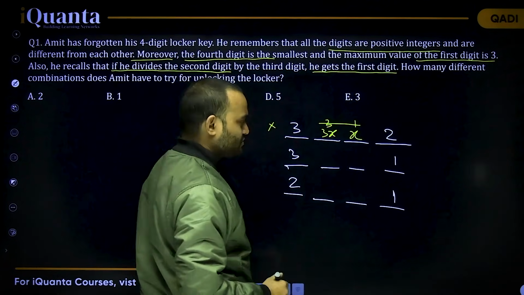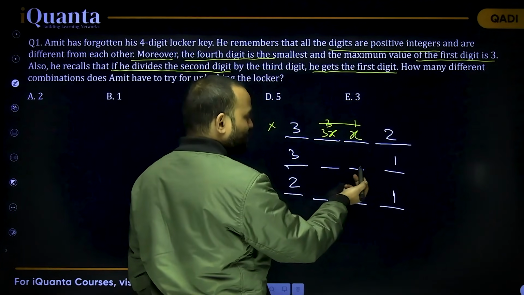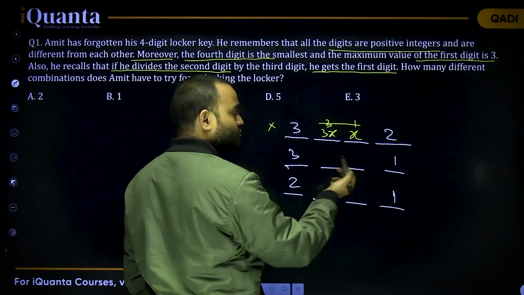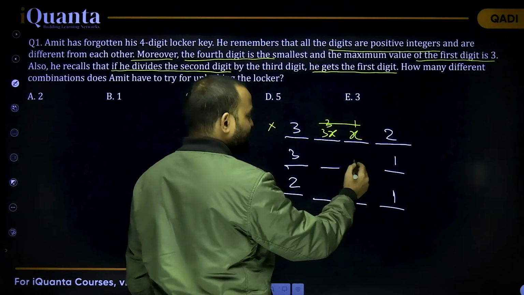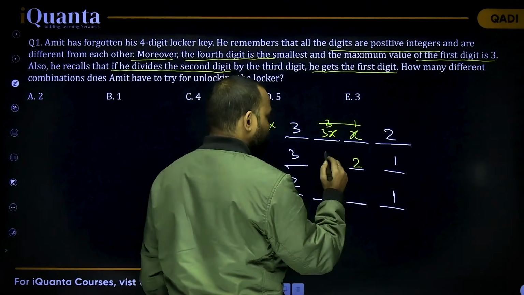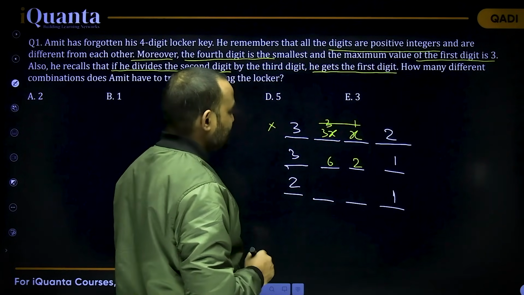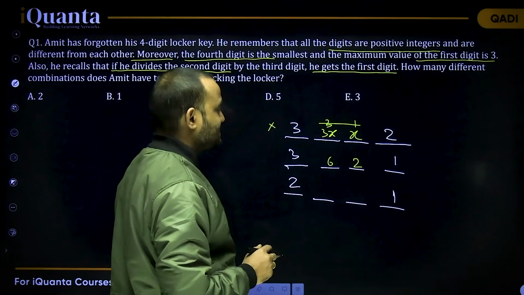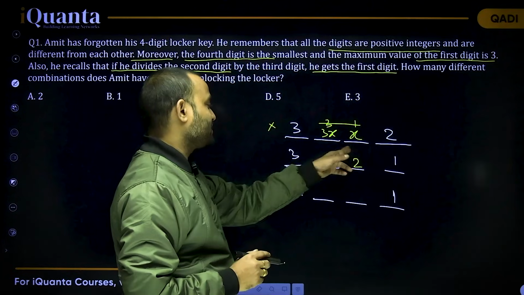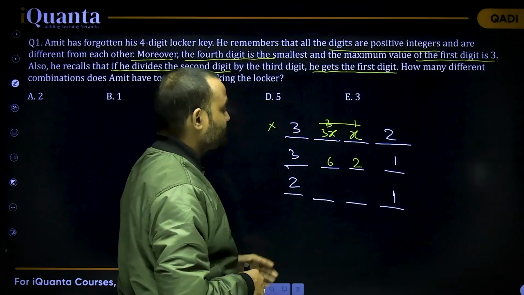Let's come to the second one. I cannot take this as 1, because then it will become 3, and both of them will be repeated. I can take this as 2, then this will become 6. This case is possible, right? 3 times: I can take this 3, but 3 will be repeated. Okay, 4, 12 is not possible.